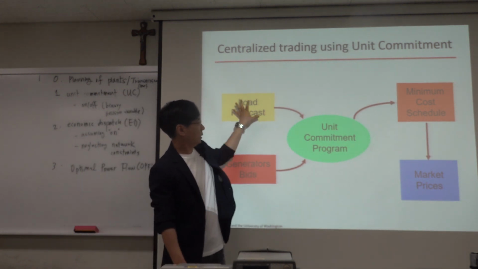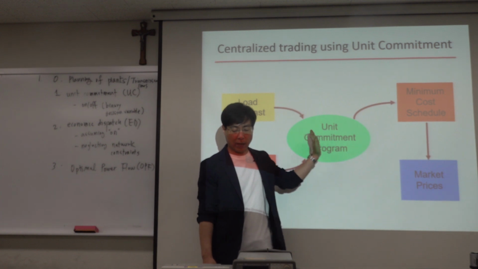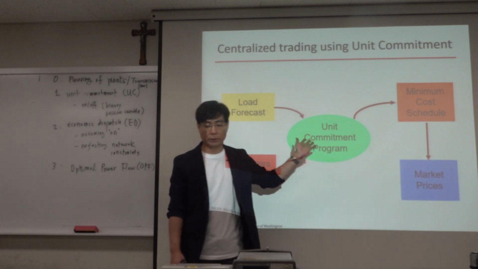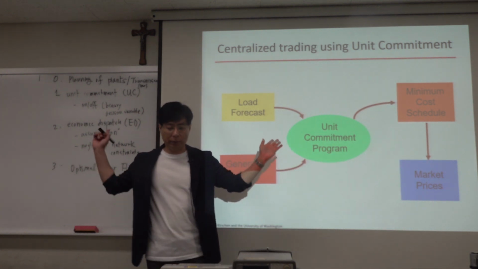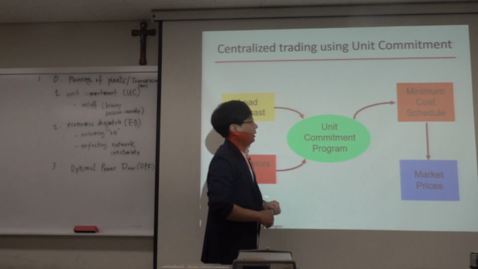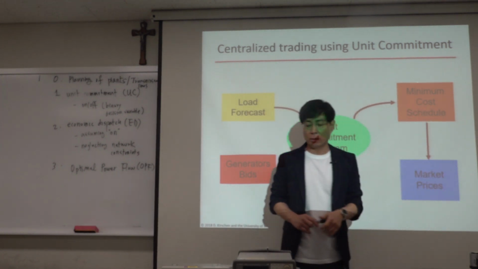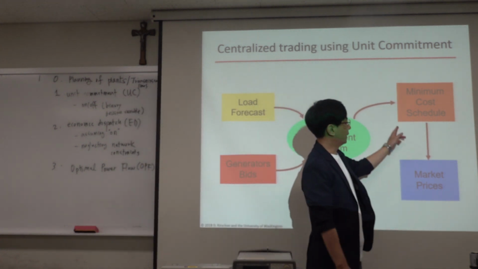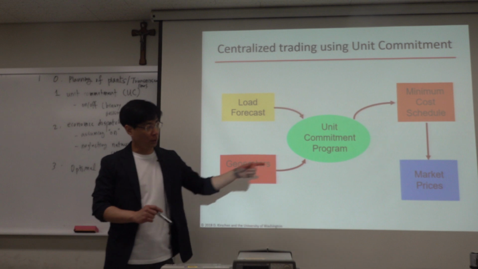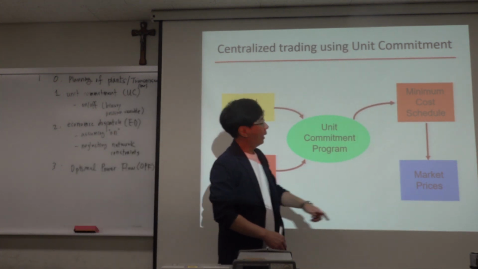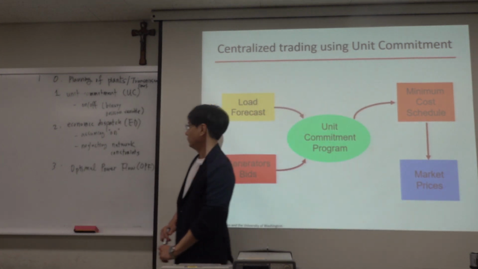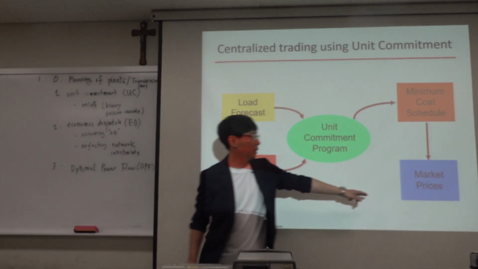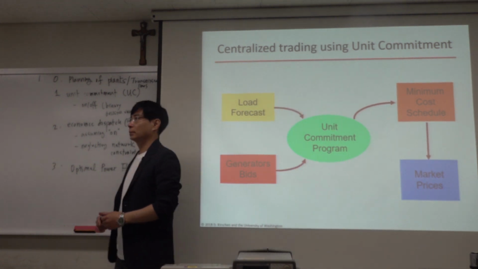And then using this information, the ISO solves the optimization problem. And this is a non-convex optimization problem because of the binary decision variables. Anyway, assuming that they obtain the optimal solution, there is a schedule, and the market price is determined. This market price, we will talk about that later, is called what?